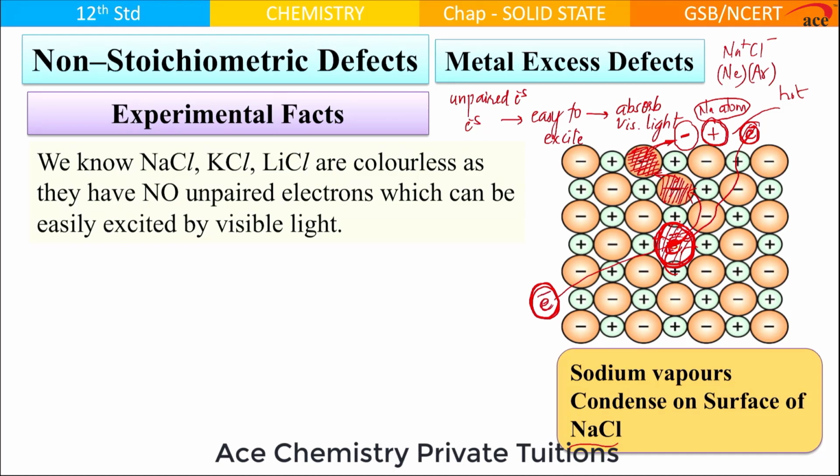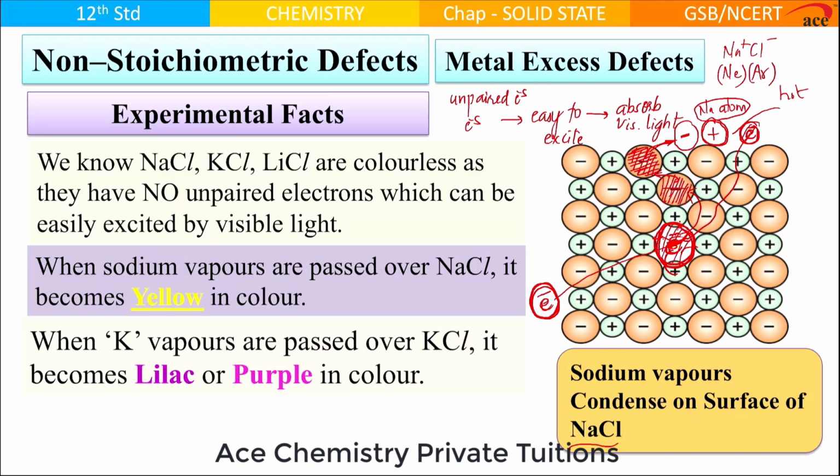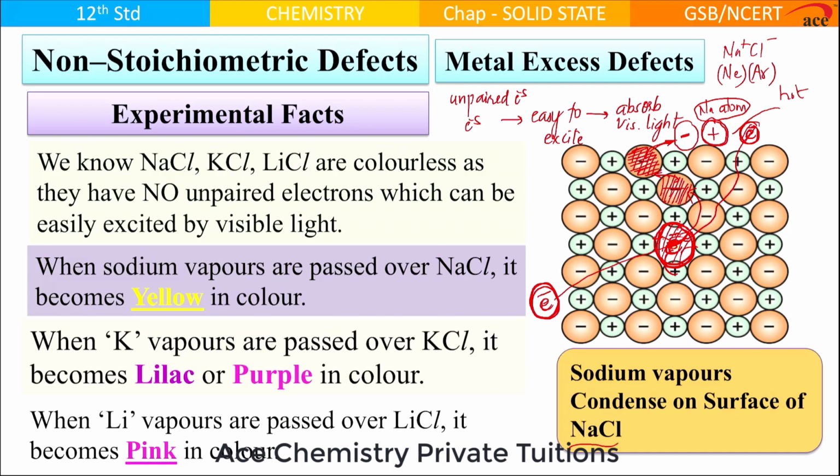This electron is not tightly bound, it is loosely bound and therefore easy to excite. So, that is the reason why when sodium vapors are passed over sodium chloride, it turns yellow. When potassium vapors are passed over potassium chloride, it turns lilac or purple, and when lithium vapors are passed over lithium chloride, it turns pink.